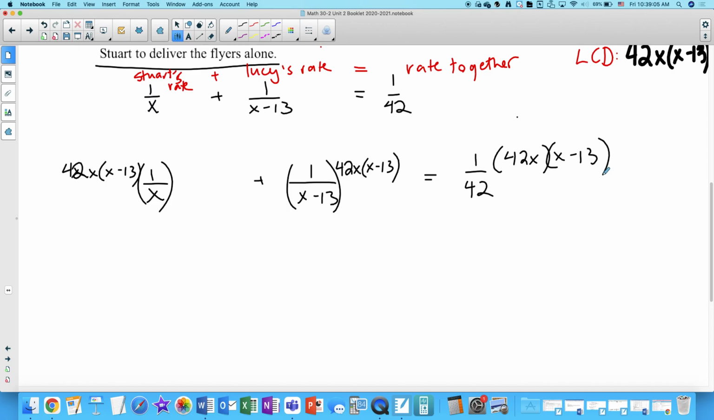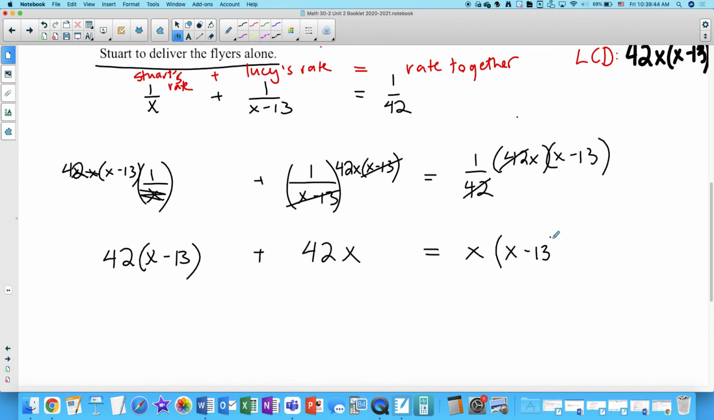So in the first term, the x's cancel, and I'm left with 42 times x minus 13. In the second term, the x minus 13's cancel, and so I'm just left with plus 42x equals, over here the 42 cancels. So I'm left with x, or 1 times x, which is this x, times x minus 13.